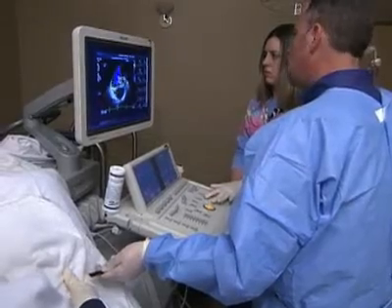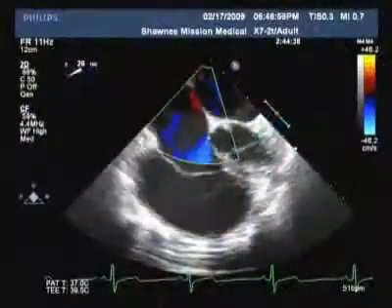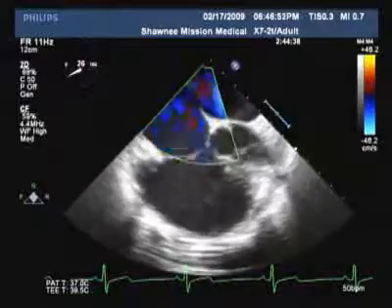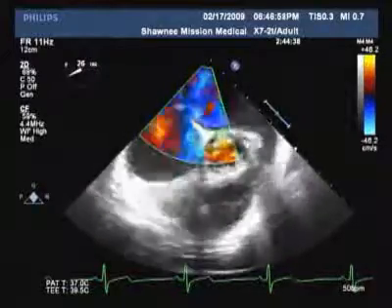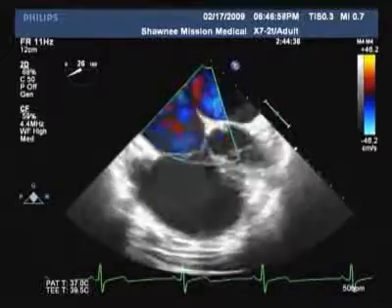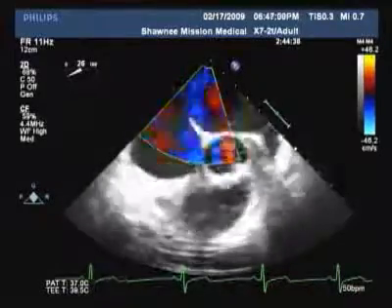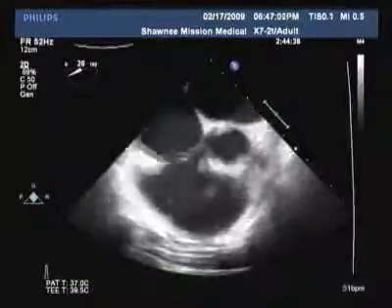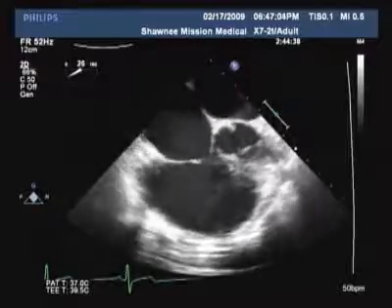And there are procedures that we can actually do here at Shawnee Mission where if it's big enough and people have had those symptoms, we can close those up with a closure device. That's what we call percutaneous, so not a surgical procedure, but done through the leg, and patients can have it done and go home the next day. We're going to keep looking at this.